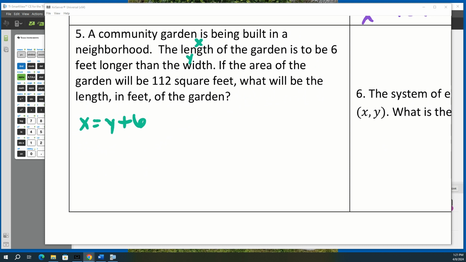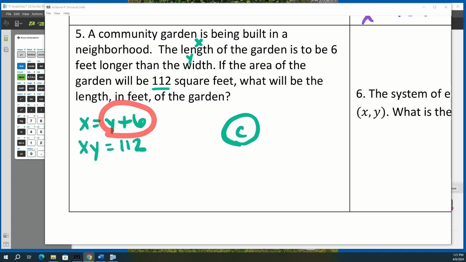If the area of the garden will be 112 feet, what do I do with length and width to get area? Yes. What will be the length in feet of the garden? All right, so what do you guys think? Solve both for y or just solve one of them for x or y? Yeah, we already have one of them solved for x, so let's just do that. So we're going to take what x equals and we're going to put it in for x.